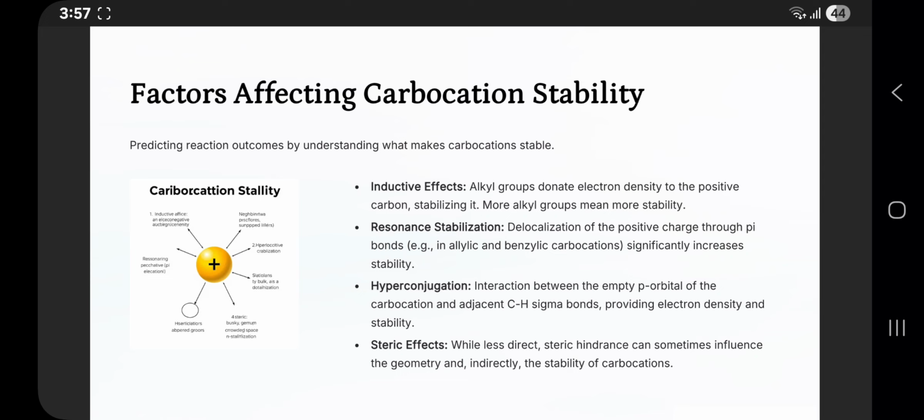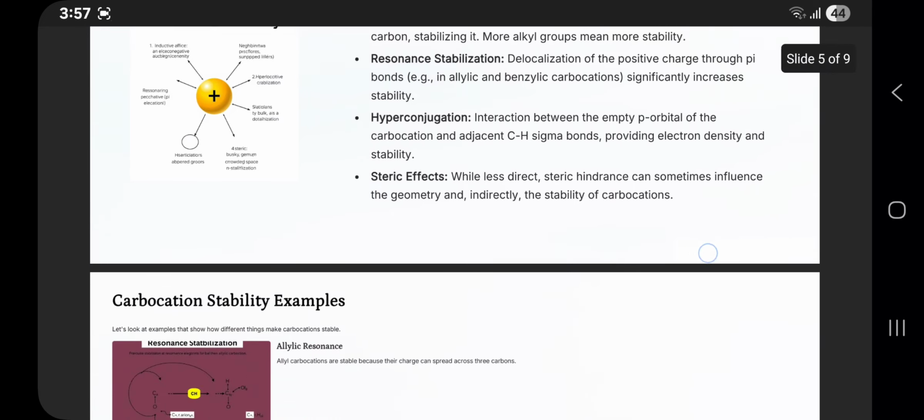Now the next stability factor is resonance stabilization. Delocalization of the positive charge through pi bonds, for example in allylic and benzylic carbocations, significantly increases stability. Now the third one is hyperconjugation: interaction between the empty p orbital of the carbocation and an adjacent C-H sigma bond, providing electron density and stability. And the last one is steric effect. While less direct, steric hindrance can influence the geometry and indirectly the stability of carbocation. You can see this picture.